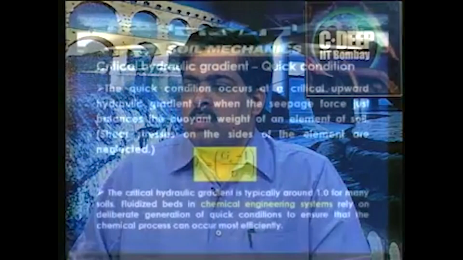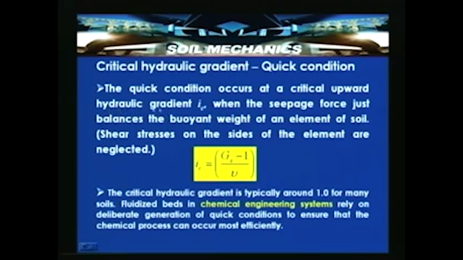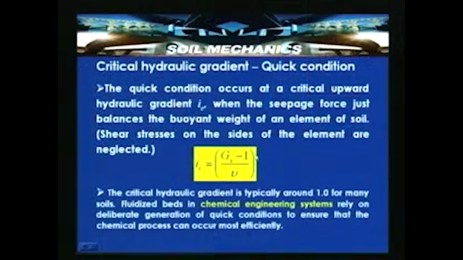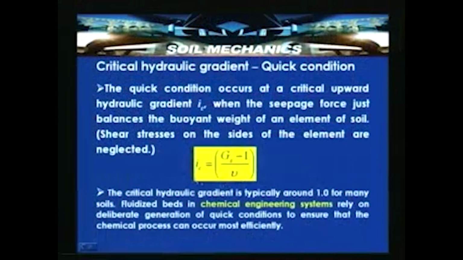So, the critical hydraulic gradient and the quick condition. The quick condition occurs at a critical upward hydraulic gradient when seepage force just balances the buoyant weight of an element of the soil. That is what we did in the previous slides, where we used this concept and derived an expression for critical hydraulic gradient and seepage force. Shear stresses on the sides of the element are neglected. So, the assumption is that the shear stresses on the sides of the element are neglected. We can write ic as Gs minus 1 by 1 plus e.